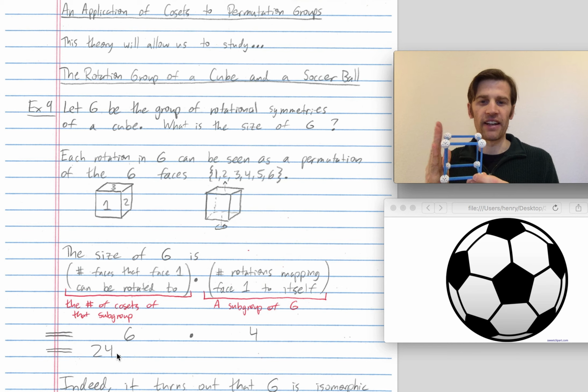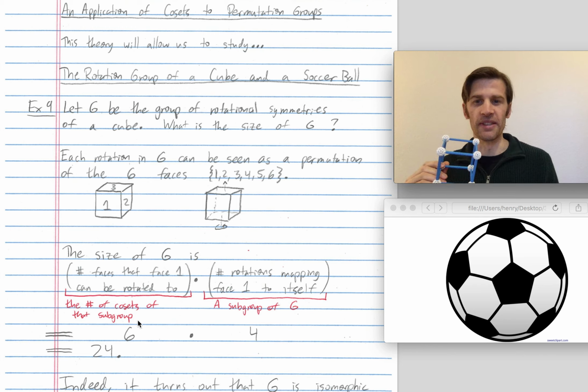This doesn't depend on the fact that we chose the front face. If we chose a side face, the number of rotations fixing that side face is again 4, and the number of different faces this side face could get mapped to is again 6. It's called the orbit stabilizer theorem because this term here is going to be the size of an orbit, which we have yet to define. This number here will be the size of the stabilizer group, which I'll define at the very end of the video today. And so we get that the size of the group of the rotations of the cube is 6 times 4, or 24.